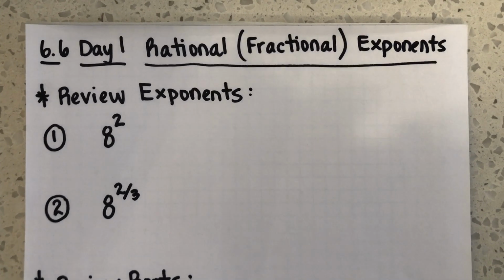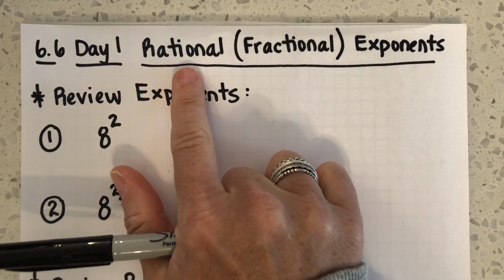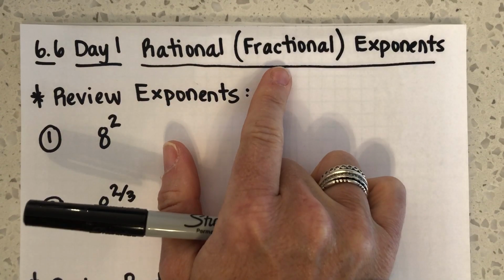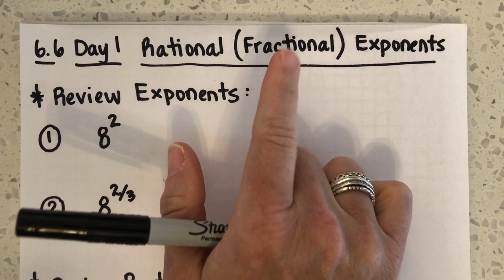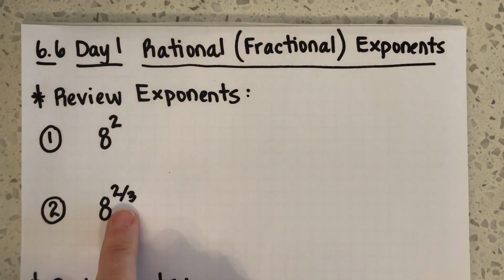Hey guys, here are your 6-6 day one notes. This section is on rational, which is just a fancy word for fractional. So when you see rational, think fractions. Rational exponents. So that means your exponents are going to be fractions now.